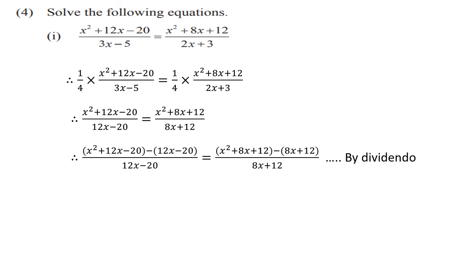Now what you can observe here is because of this minus sign, this plus 12x minus 12x will get cancelled, and minus 20, minus into minus plus 20, will get cancelled. Similarly here plus 8x minus 8x, and here plus 12 and minus 12 will get cancelled. So to cancel these terms we have made use of the property dividendo. If we use componendo, then they will not get cancelled, instead they will be added. Now in the numerator we are left with only x square on both the sides.